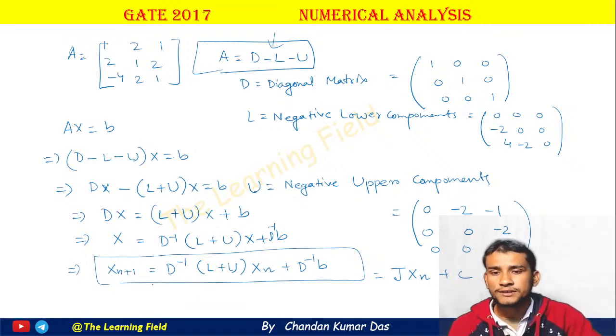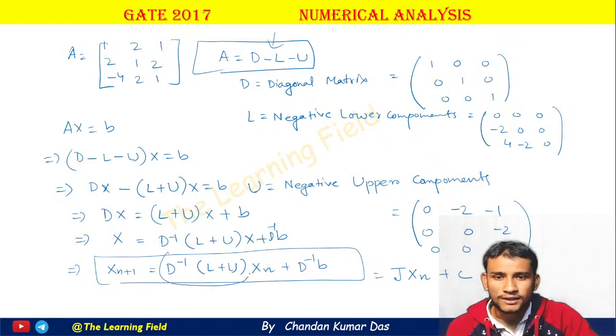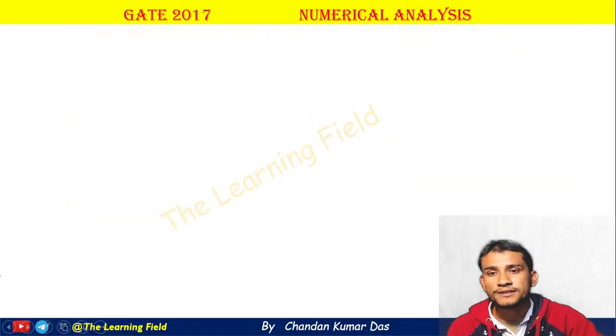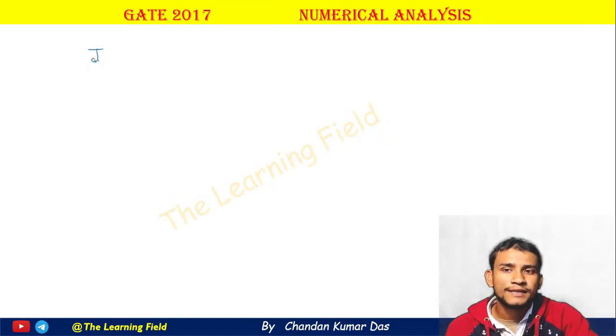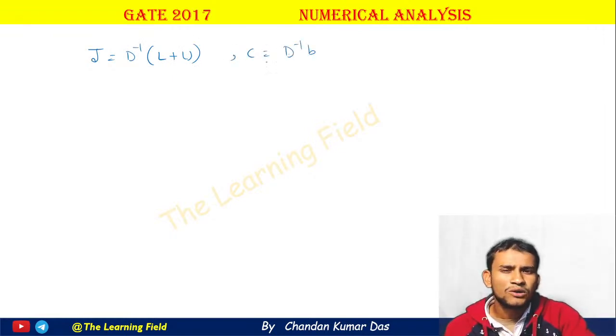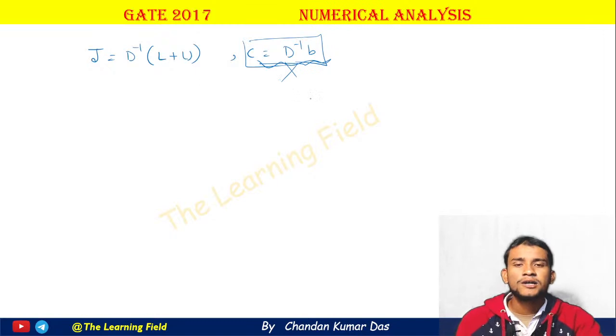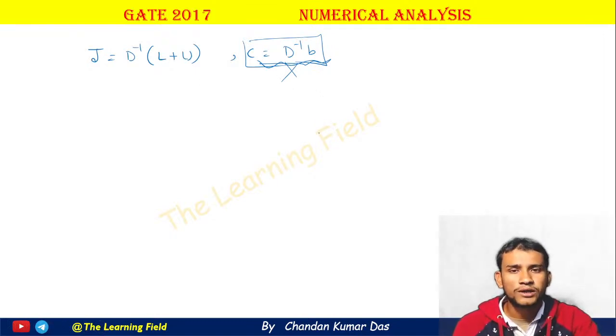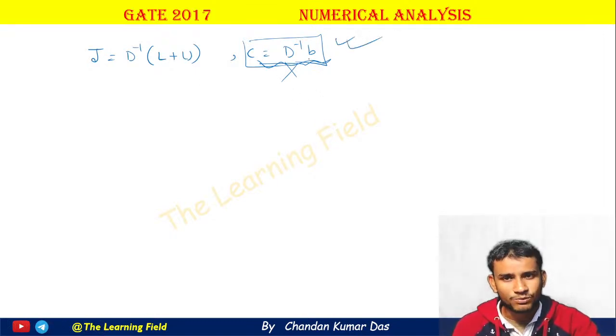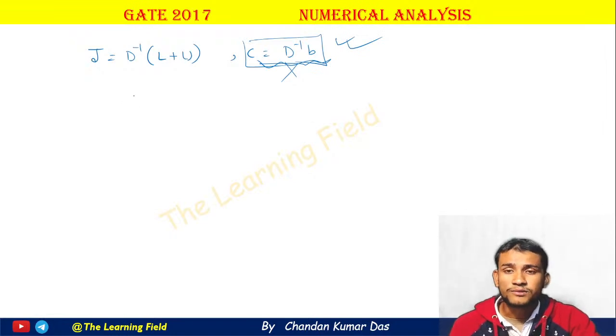That means J equals D inverse (L plus U). This is the Jacobi iteration matrix, and C equals D inverse b. We don't need the C part for this question. If we need to solve any other question, then we need this part, but according to the given question we only need J.